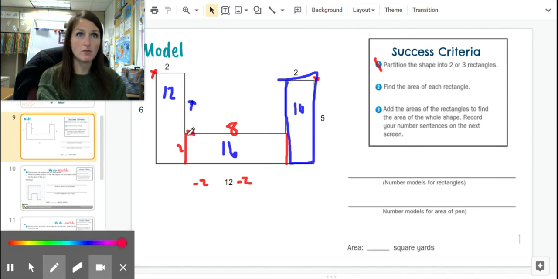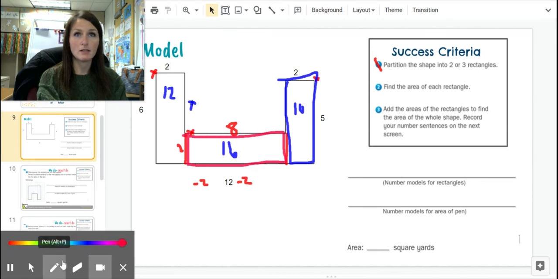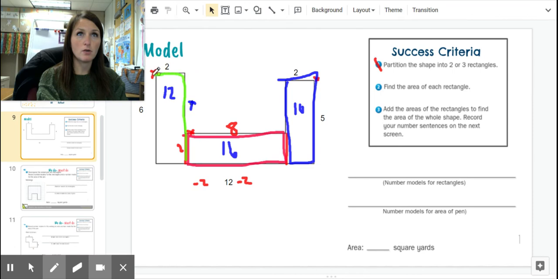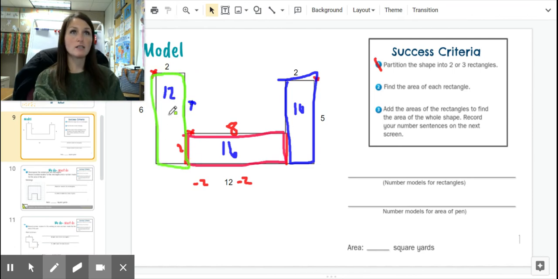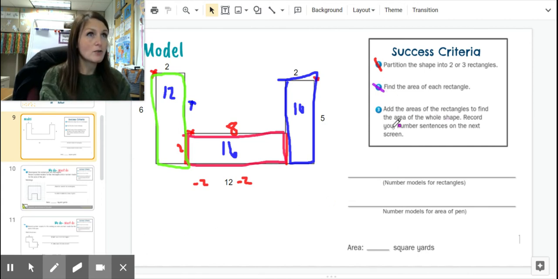This rectangle was 2 times 8, and this rectangle was 2 times 6, which is 12. So I have 3 different rectangles, and I'm using the length and the width to help me multiply. So now I need to add them all up. I found the area of each rectangle. Now it says add them all up.